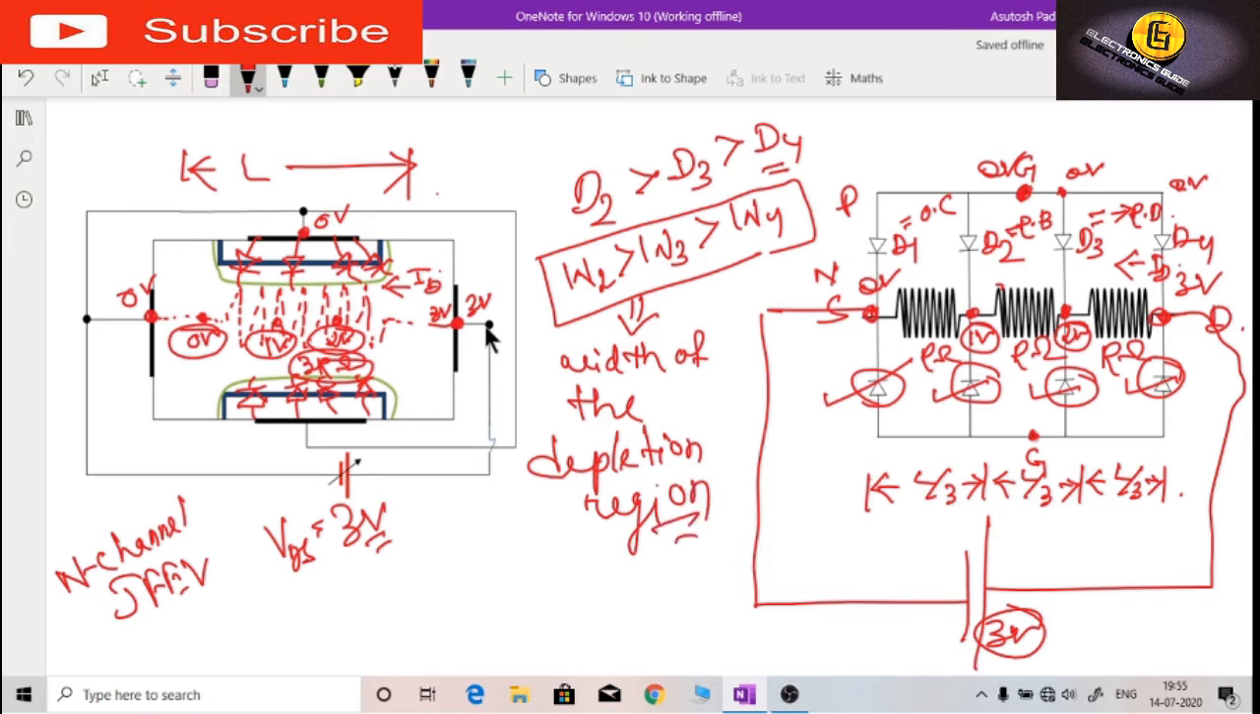See the left sided figure. By this explanation, you can easily say that the width of the depletion region gradually increases from left side to right side. That means when we travel from source to drain, the depletion region width increases gradually like this. Similarly, for the lower side PN junction also.